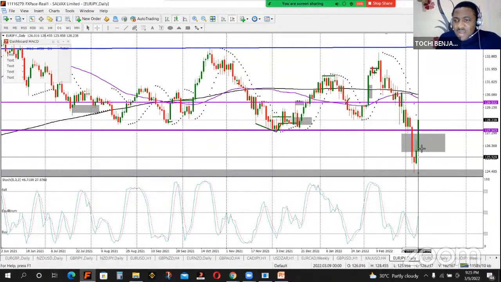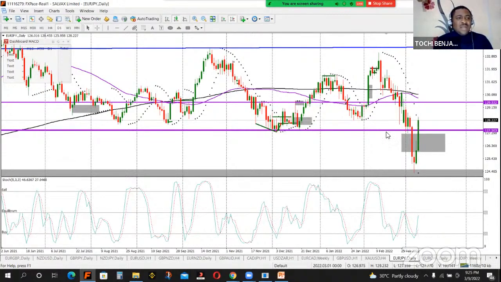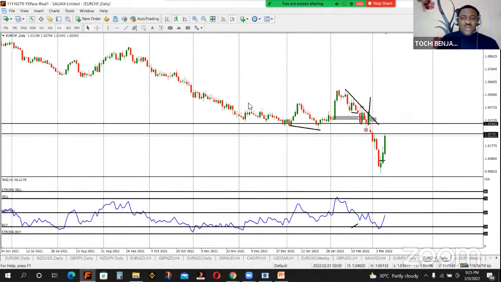Let me say from here to this point is 163 pips, which I know the market will come and fill. This thing is happening in Euro JPY. Look at it in Euro Chef. This is another one in Euro Chef.